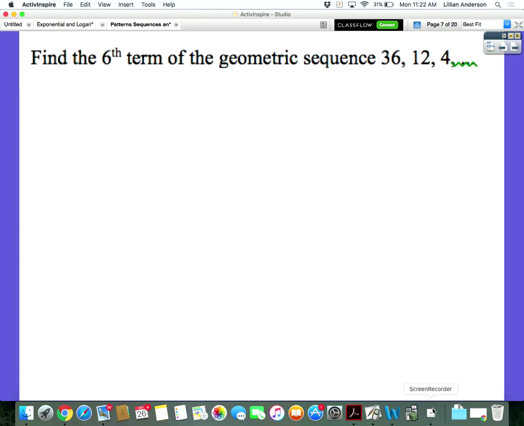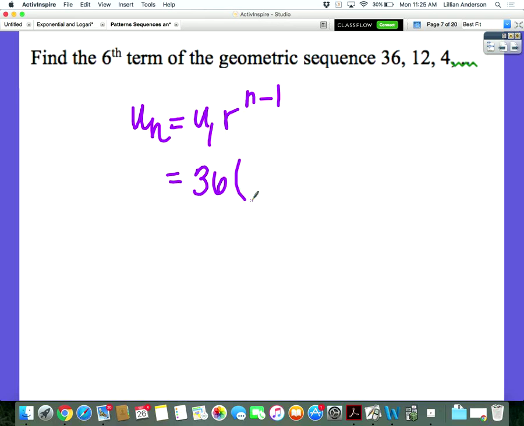Alright. Find the 6th term of the geometric sequence. Remember the formula is u sub 1 times r to the n minus 1. U sub 1 represents what? The first term. N represents your number of terms. So what is r? 1/3. Your ratio. It's the number that you multiply each time, and it's 1/3.